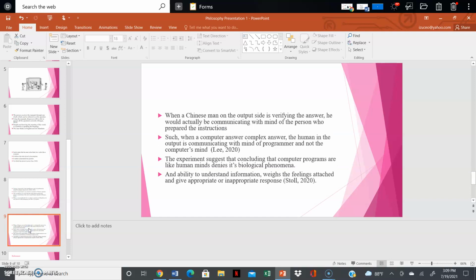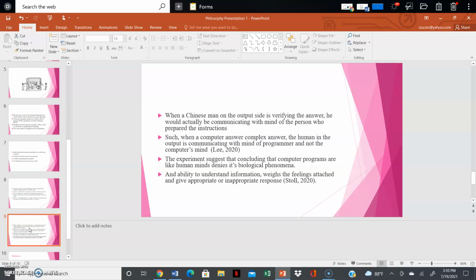When a Chinese man on the output side is verifying the answer, he will actually be communicating with the mind of the person who prepared the instructions. Thus, when a computer answers complex questions, the human on the output is communicating with the mind of the programmer and not the computer's mind. Leo 2020.